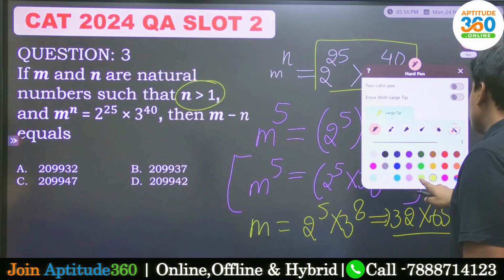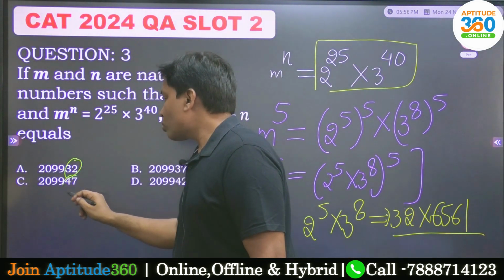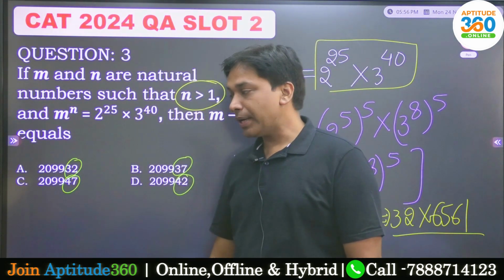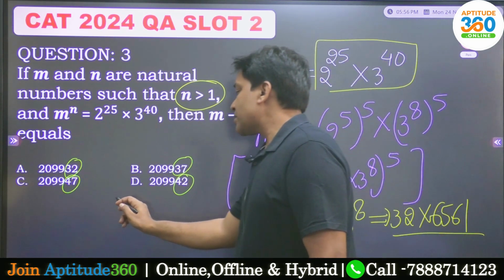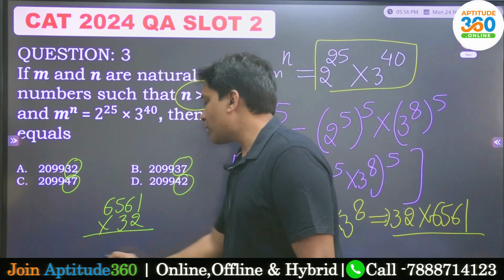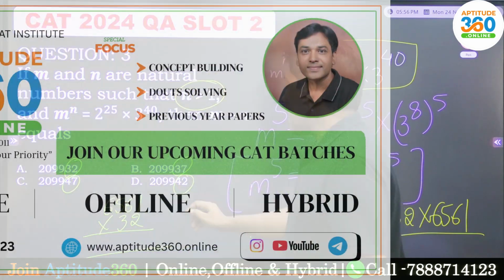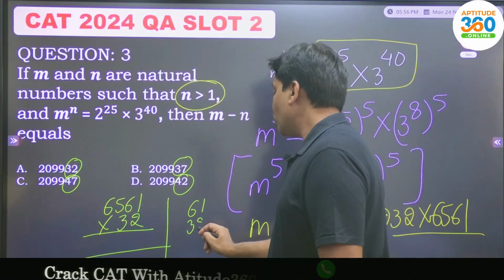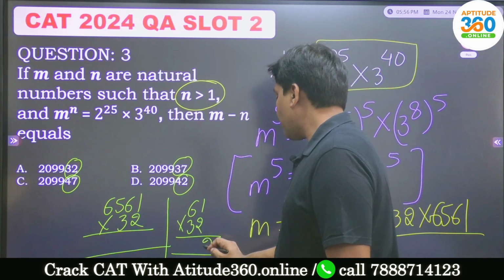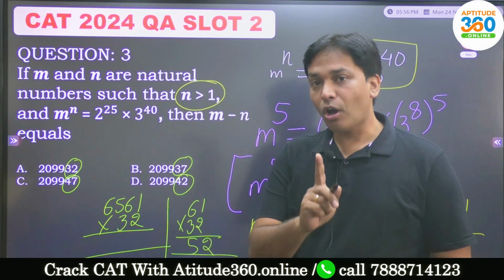Look at these options, then you are going to realize that apart from the last 2 digits, the rest of the digits in all these options are the same. So what is the interpretation? 6561 into 32 is going to give me my answer. And since there is only a difference in the last 2 digits, what am I going to do? I will be multiplying 61 and 32 to find out the last 2 digits of m. If you do so, 2 times 1 is 2, 6 twos are 12, and 52 is going to be the last 2 digits of m.